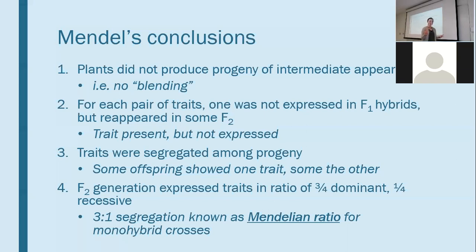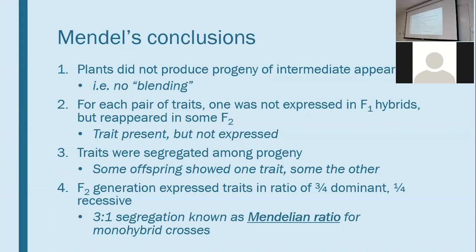Traits are segregated among progeny. That just means that you have some offspring that have one trait, some offspring that have another trait. The traits are allotted among them. We didn't have plants that had purple and white flowers on the same plant. The traits segregated among individuals.